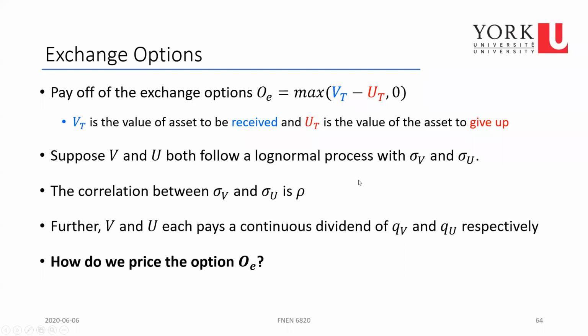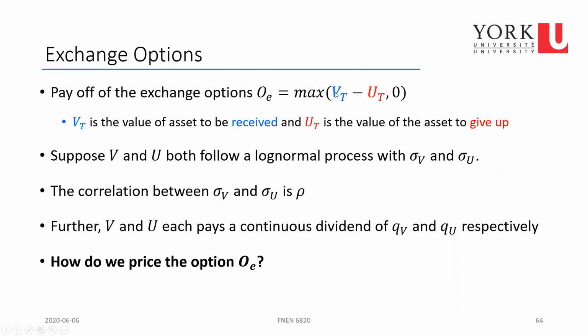Let's take a look at the price of an exchange option. In an exchange option, the payoff is the max of VT minus UT, or 0. UT is the asset you give up, so you are exchanging U for V.